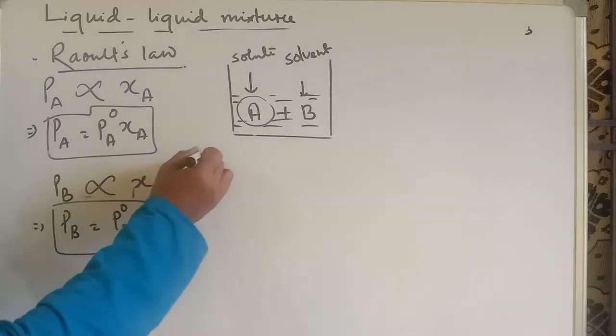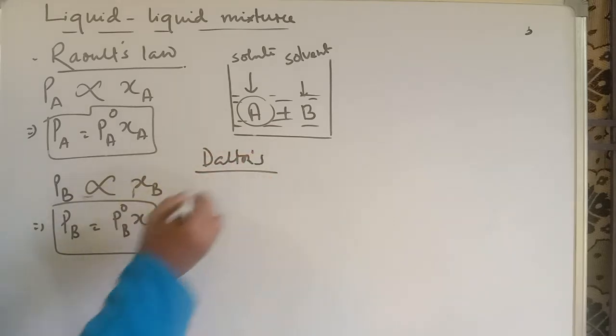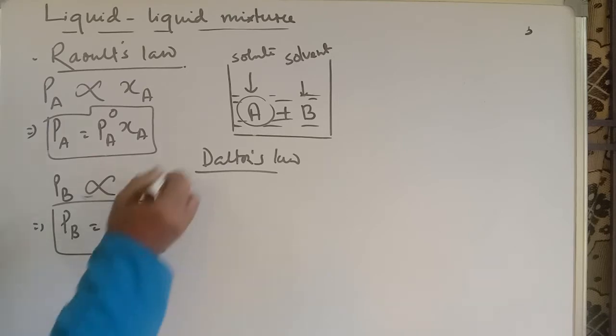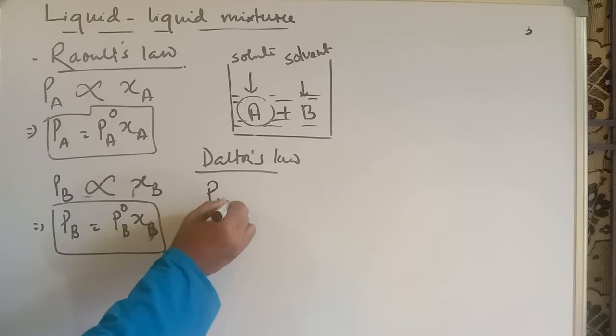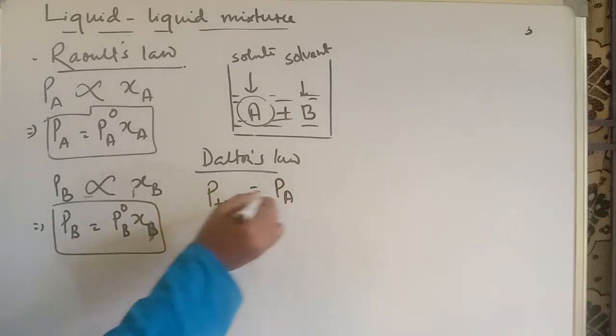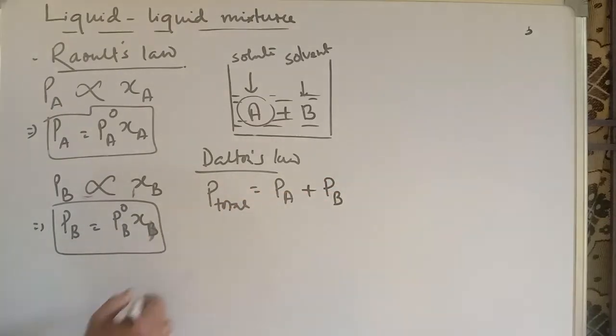Now, according to Dalton's law of partial pressure, which you learned in HS first year, the total pressure of a mixture is equal to the sum of the partial pressures of all the components present in the mixture. Now, there are two components only, A and B. So according to Dalton's law, P total equals the vapor pressure of component A plus the vapor pressure of component B.